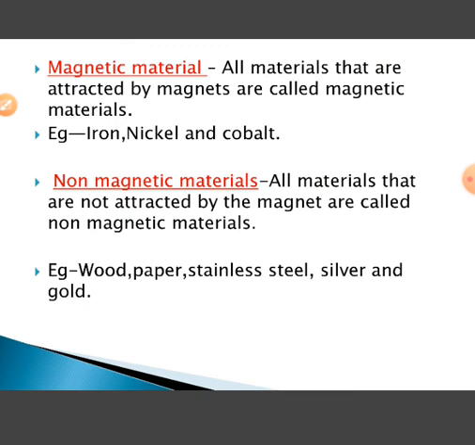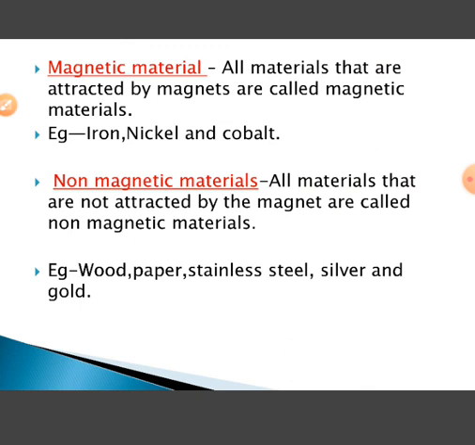Magnetic materials are materials that attract magnets. They are materials that are attracted by magnets. Examples of these materials are iron, nickel, and cobalt. These are examples of magnetic material.